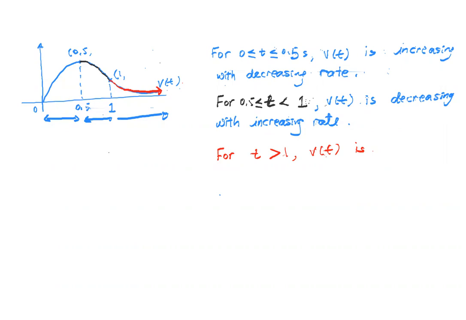Okay? So for T greater than 1, Vt is increasing or decreasing? Decreasing. Because it's going down. With decreasing rate. Because the graph become steeper. But will it be 0? Will the rate be equal to 0? No. It will approach 0, but it will never be 0. Are you clear? Okay.